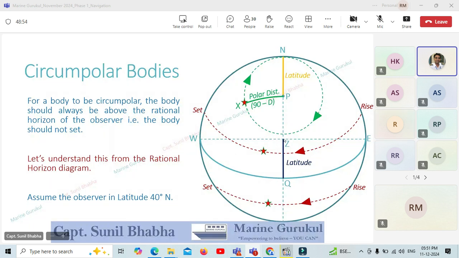The only thing is, if lat and dec are exactly the same in name as well as magnitude, then the body will be passing exactly on top of the zenith. That is the thing which you can correlate, but it has got no relation with the circumpolar criteria. Okay, sir. In the next slide, we will see what is the second condition making a body circumpolar.